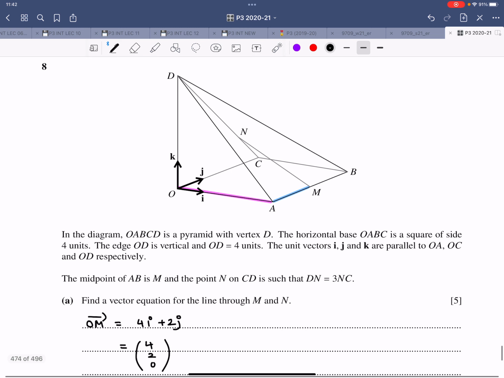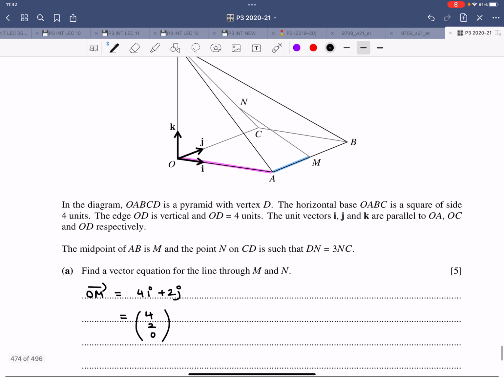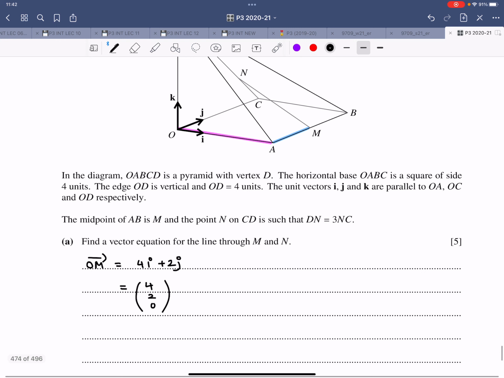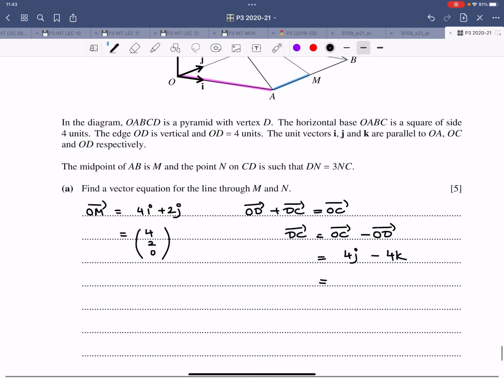Similarly, I can find what is DC. OD plus DC is equal to OC. Therefore, DC is OC minus OD. OC is 4j and OD is 4k. Again, write in the proper format, that is 0 and 4 and negative 4.